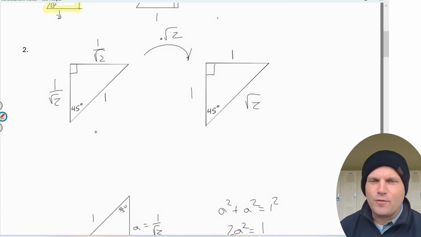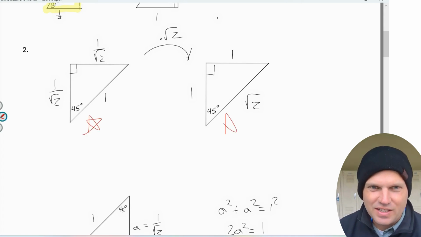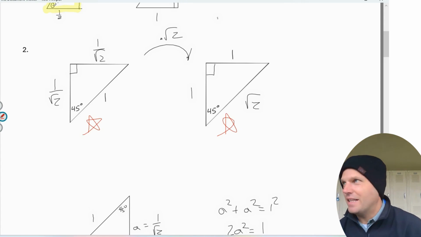These are the two 45, 45, 90 triangles that we can use to scale.